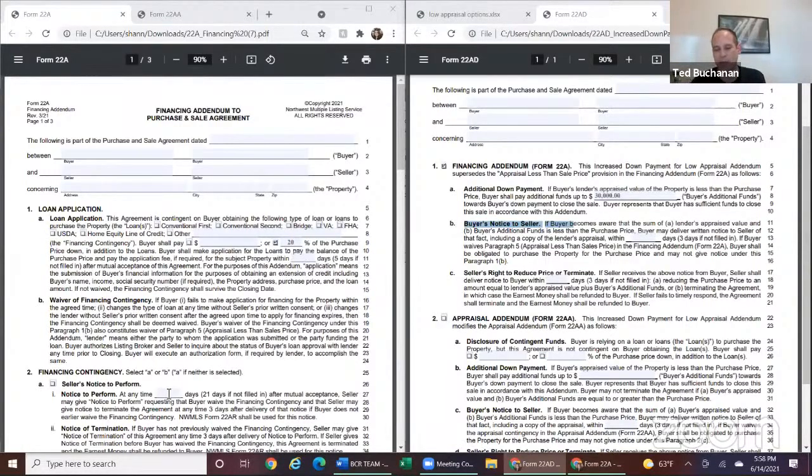They're going to just have to come up with the difference. Okay, that's great clarification. Then another question that has come in by text is, what about VA? Can VA do a 22 AD? And the answer is yes, they can, correct?